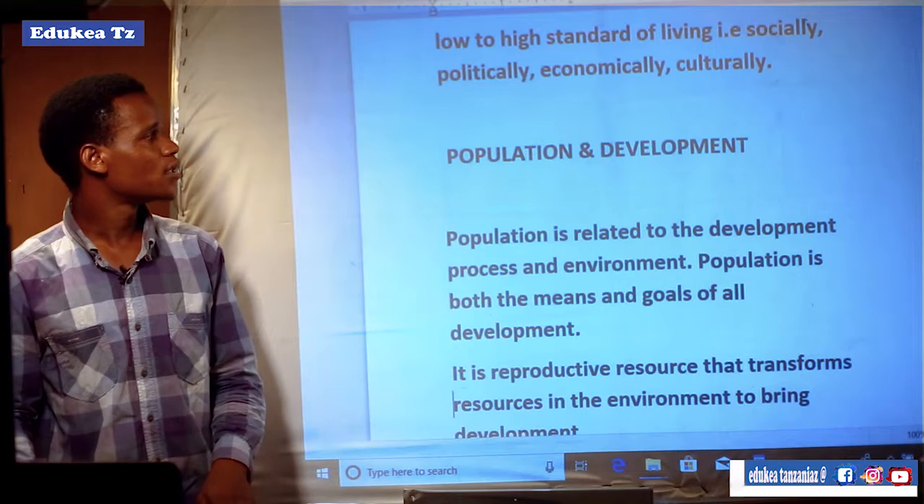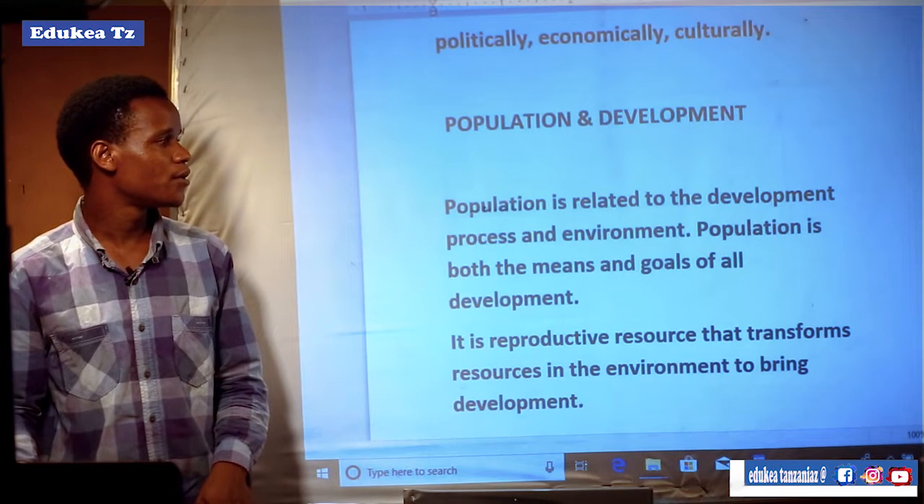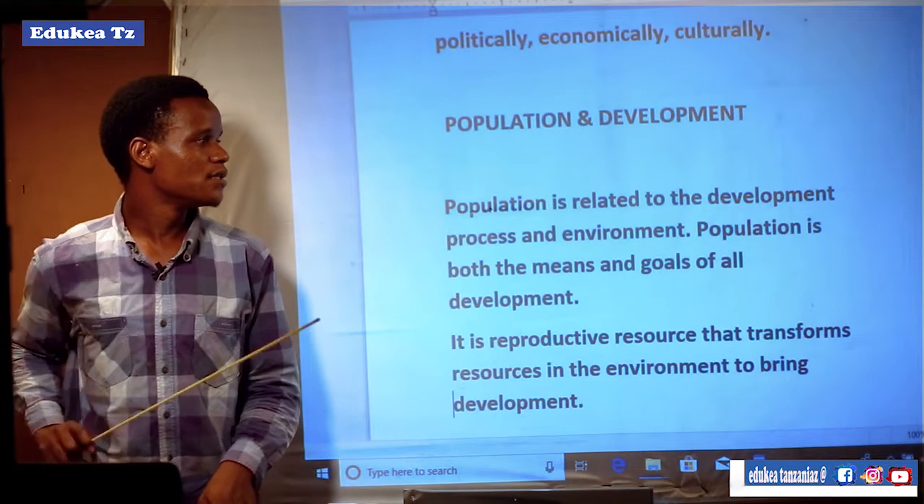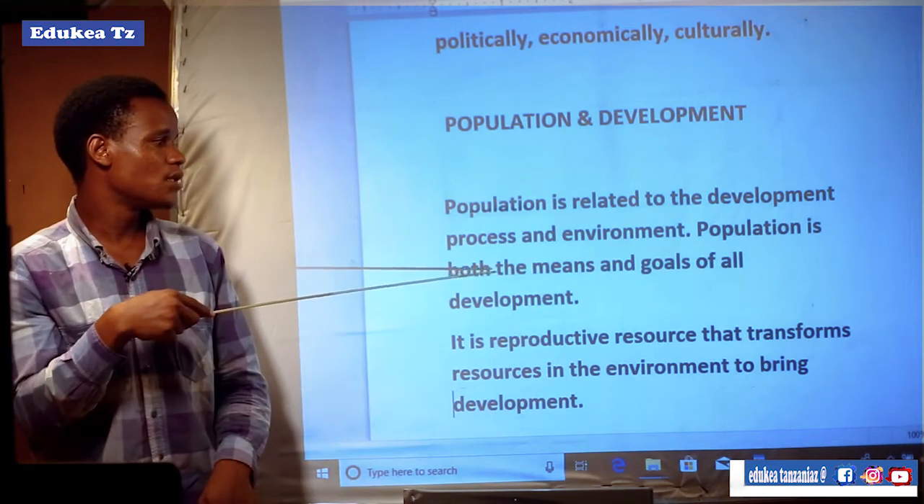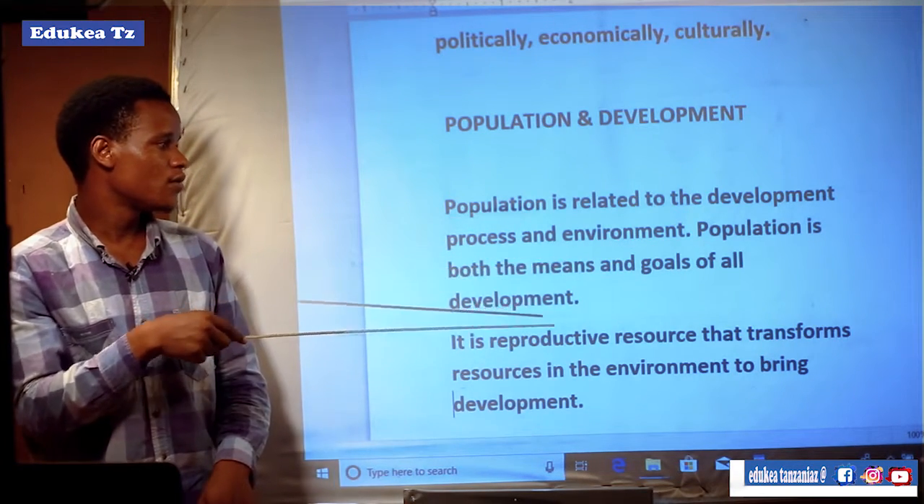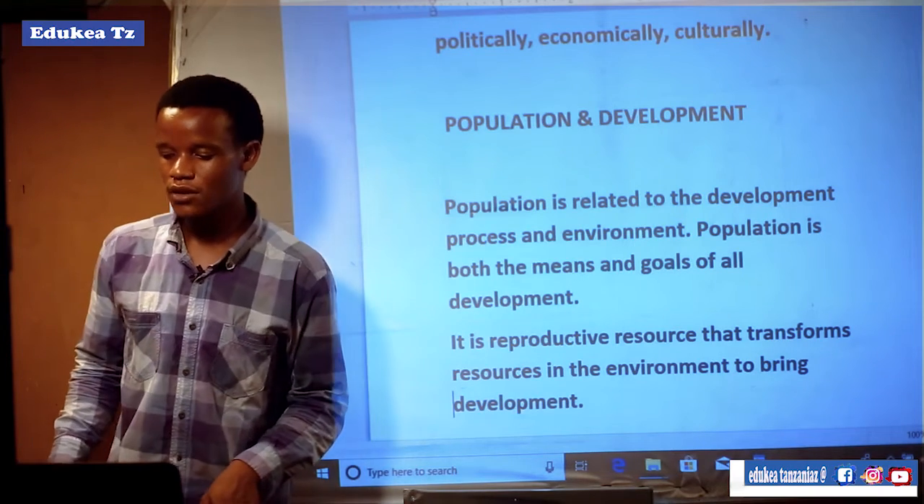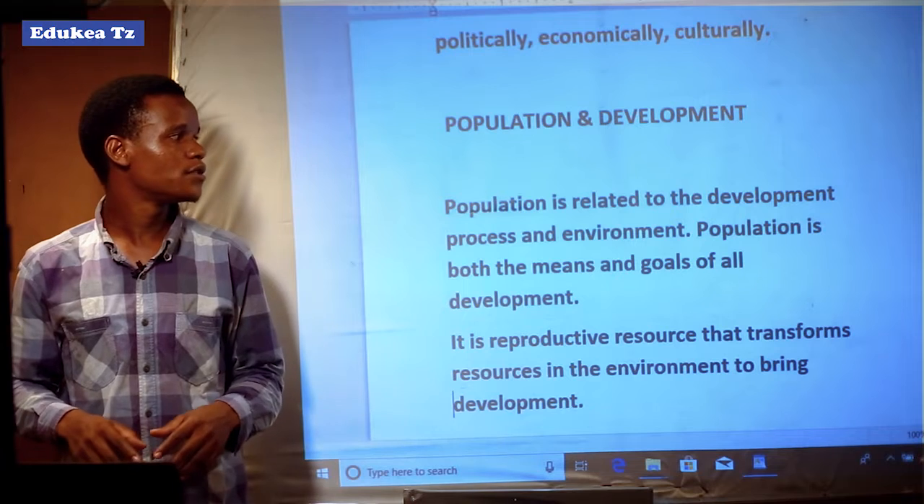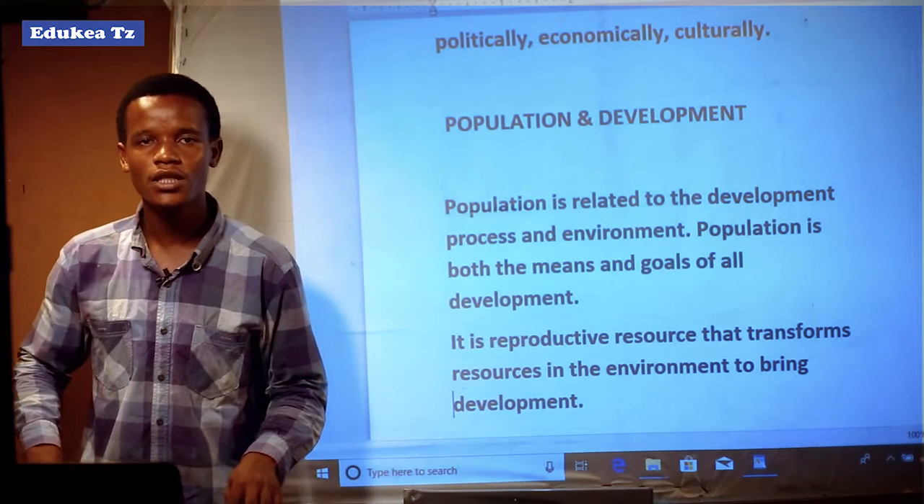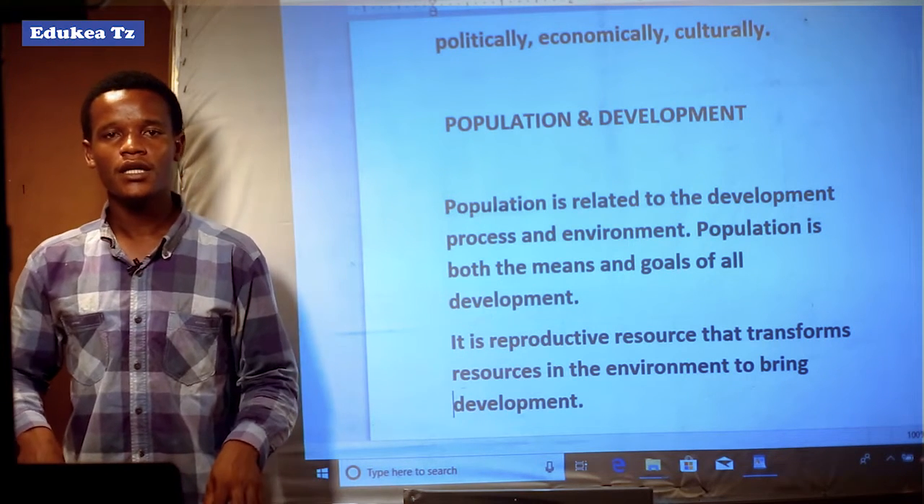Now let us see population and development. Population is related to the development process and environment. Population is both the means and goal of development. When we say population is related to development, we mean that there is a relationship between population and development.